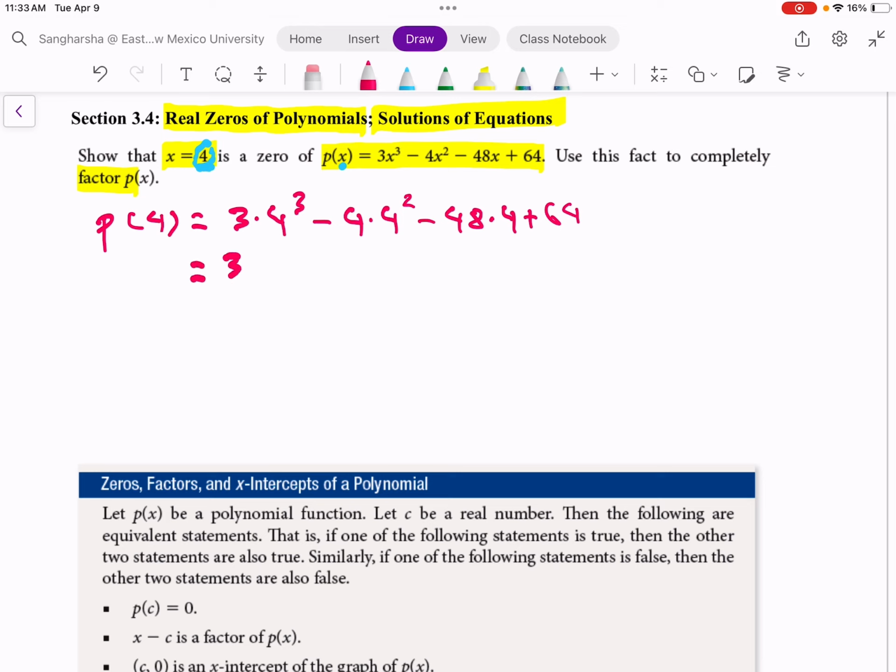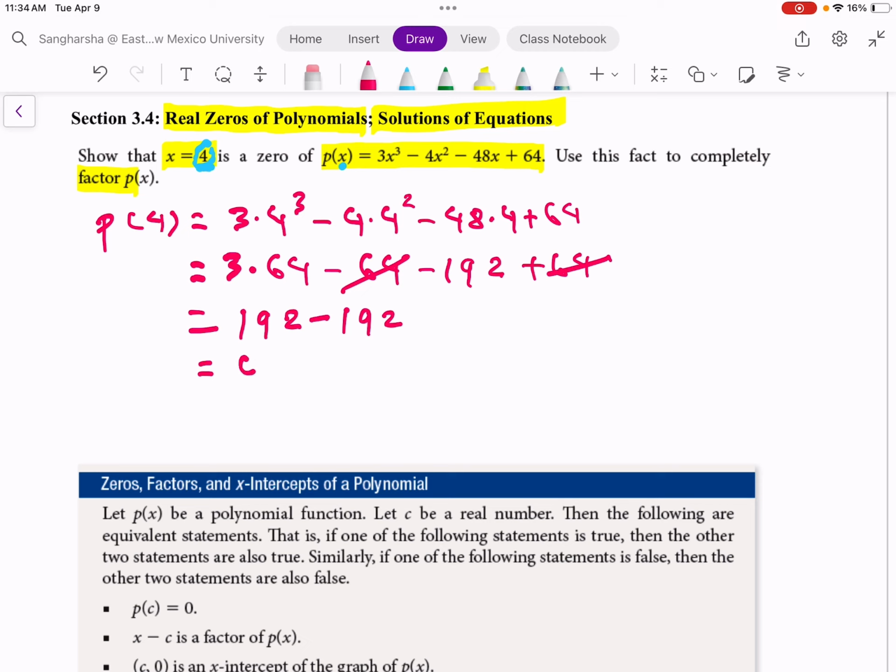So we have 3 times 4 cubed; 4 squared is 16, 16 times 4 is 64. Minus 4 squared is 16, 16 times 4 is 64, minus 48 times 4. What is this? 8 times 4 is 32, 4 times 4 is 16, plus 192, plus 64. Okay, we can cancel this. 3 times 64, is it 192? Let's see. 3 times 4 is 12, 6 times 3 is 18 plus 1, 19. So negative 192. So we get 0.